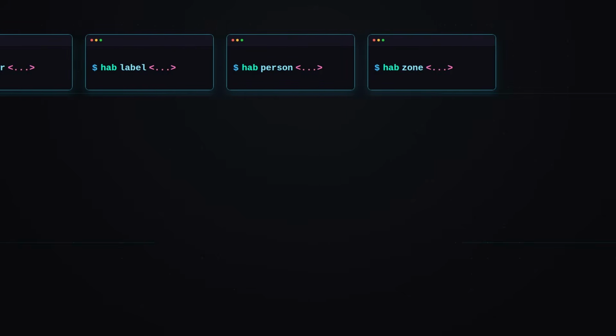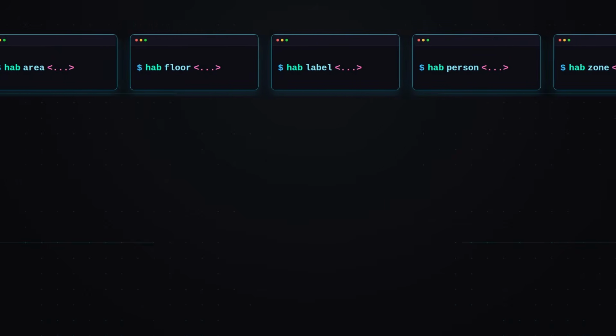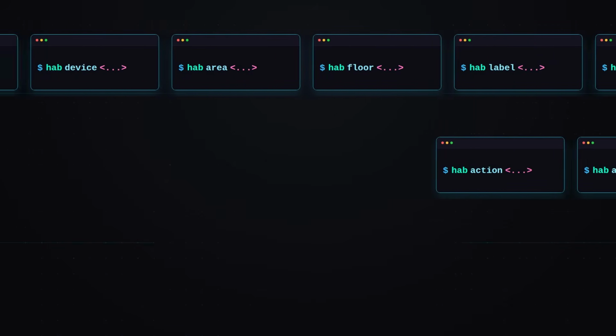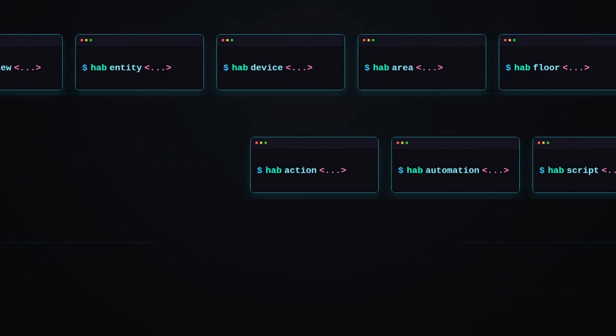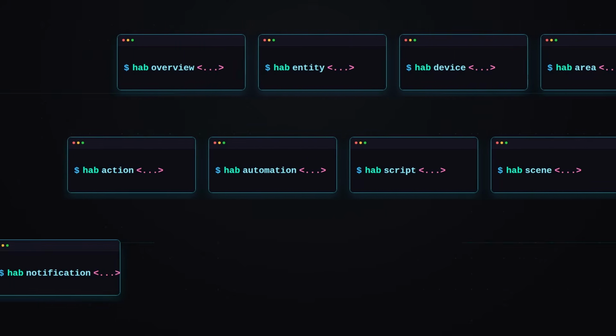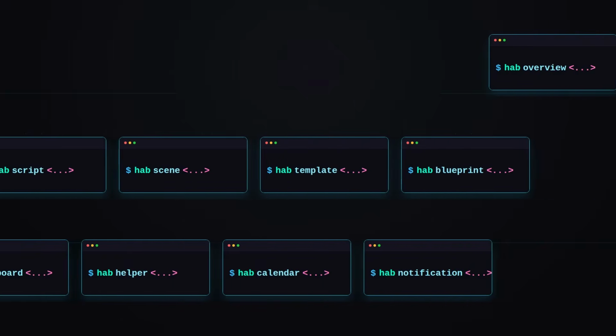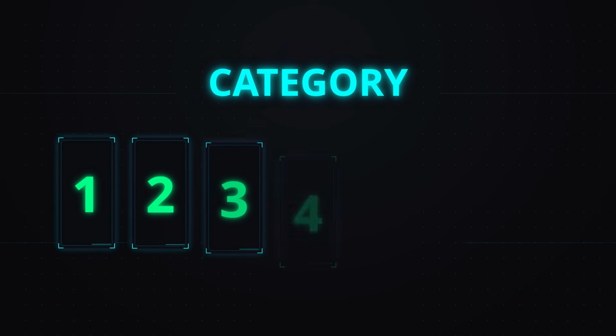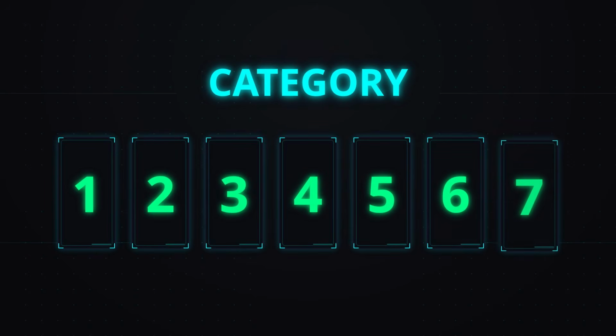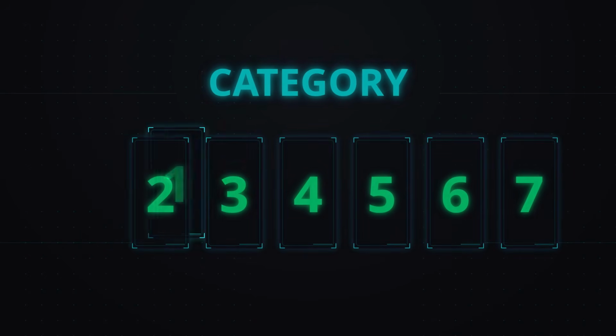I reviewed the feature list and found Home Assistant Build CLI highly versatile, covering nearly all Home Assistant management tasks. To make it easy to follow, we're going to focus on 7 core categories of functions. First up is device management.